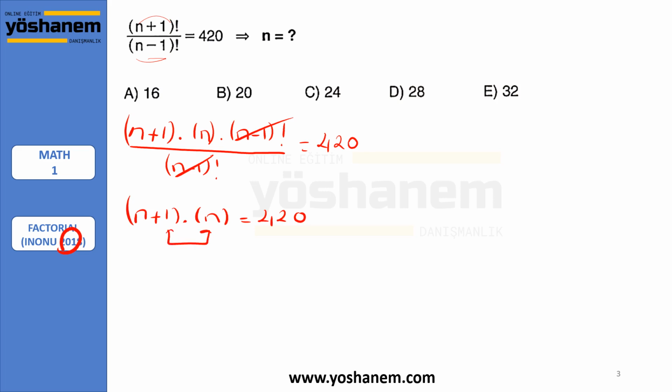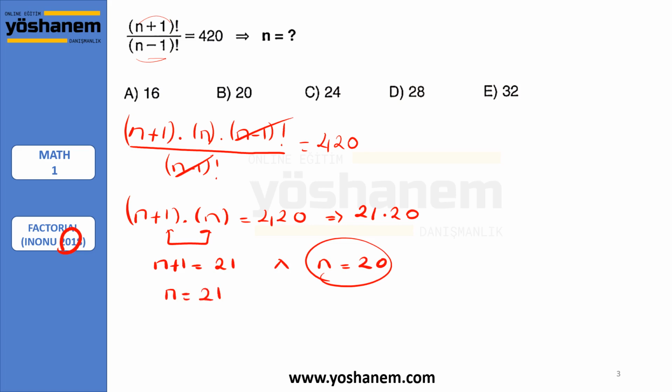Look at these numbers. n plus 1 and n are consecutive numbers, right? So if I factor 420 and find 2 consecutive numbers, I can find the answer easily. And it's 21 times 20. So here n plus 1 is 21 and n is 20. The answer is here, but I can also check here: 21 minus 1. It's 20.